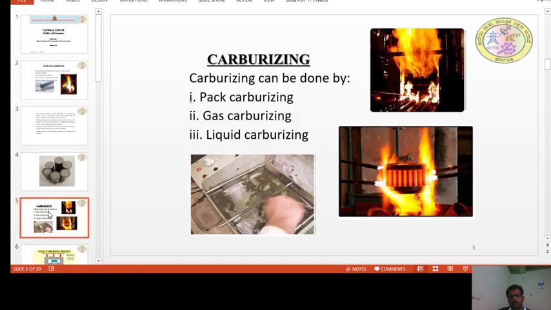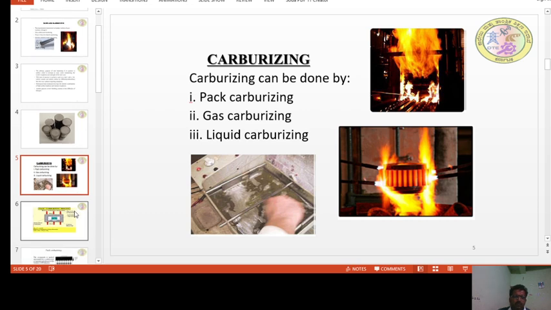The various surface heat treatments are, first, carburizing. The name itself indicates that carburizing raises the carbon content. Carburizing can be done by three different methods: pack carburizing, gas carburizing, and liquid carburizing.